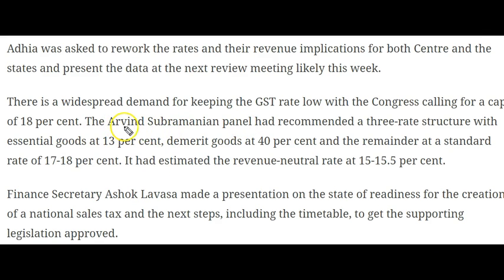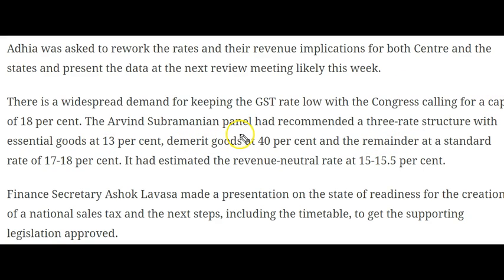In this background, you should also know about the Arvind Subramanian panel recommendation on the tax rate. The panel has proposed a 3 rate structure. For essential goods, the panel proposed 13%. For demerit goods, the panel recommended 40%. For the remainder items, the panel proposed a 17 to 18% tax rate.